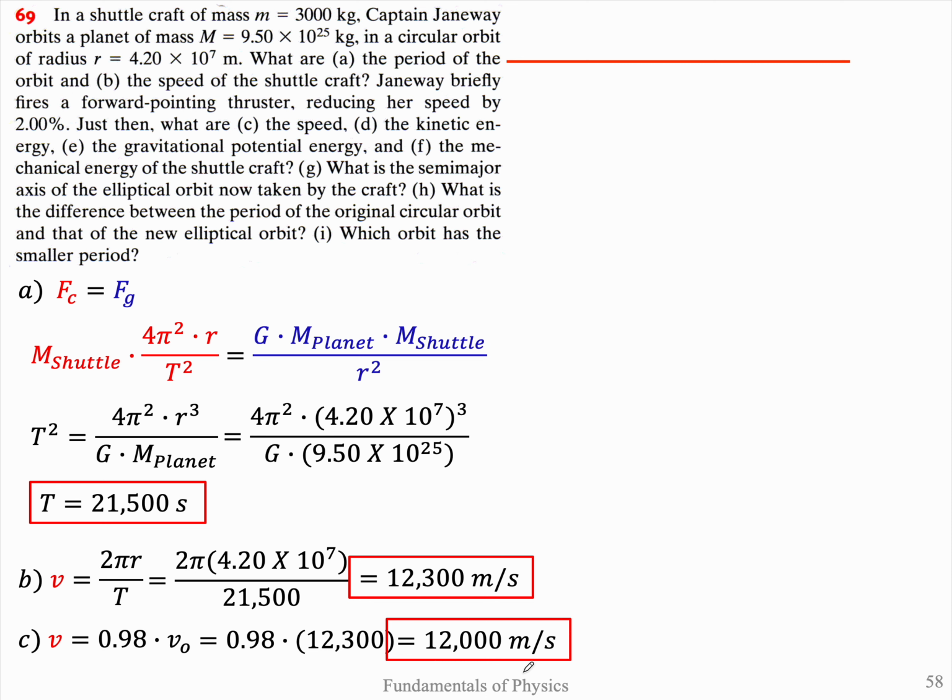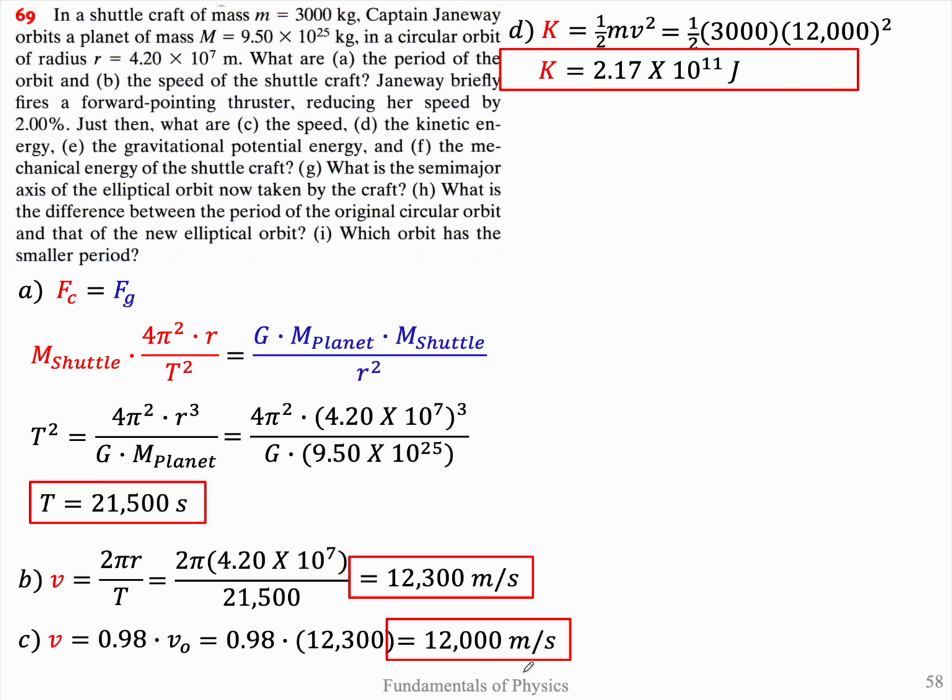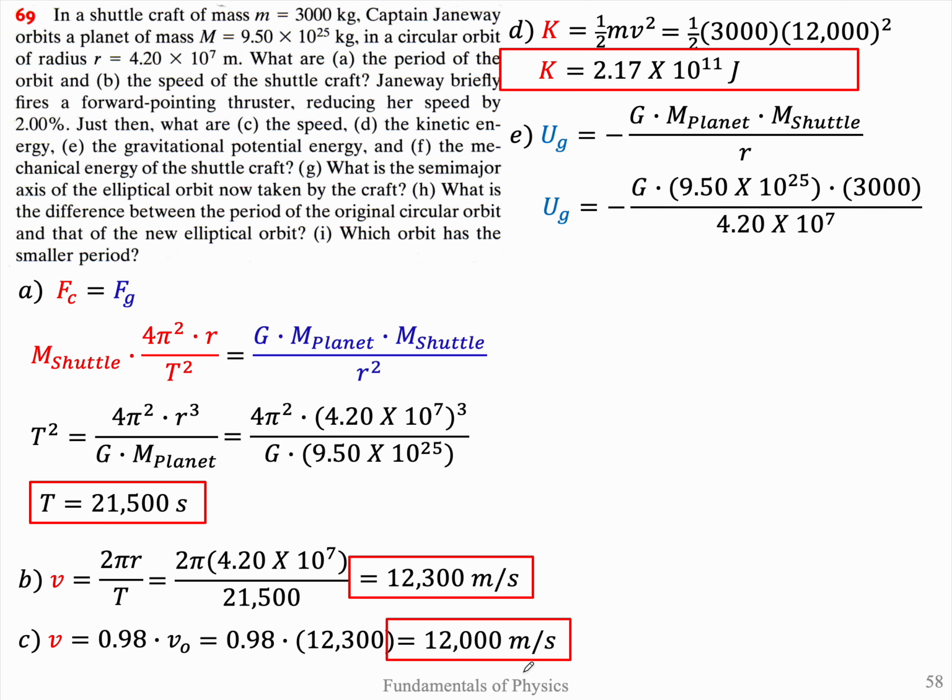D, what's her kinetic energy at that point? Well, just 1/2 mv². Plugging in our numbers, we'll get that. What's her gravitational potential energy? Well, she's still at the same radius she was before, so we can just plug in that radius we were given, and if we solve that, we get this.